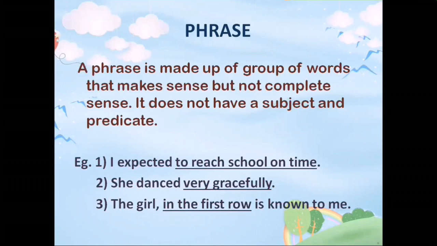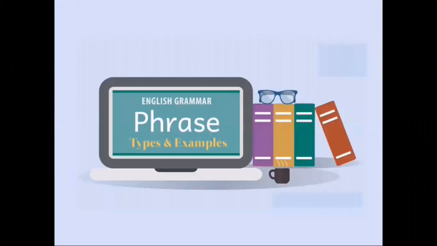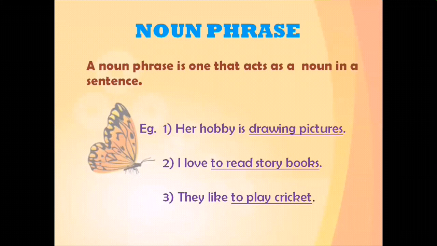She danced very gracefully. Very gracefully is the phrase here. The girl in the first row is known to me. In the first row is the phrase here. Now we are going to learn about the different types and examples of phrases. First is noun phrase. A noun phrase is one that acts as a noun in a sentence.